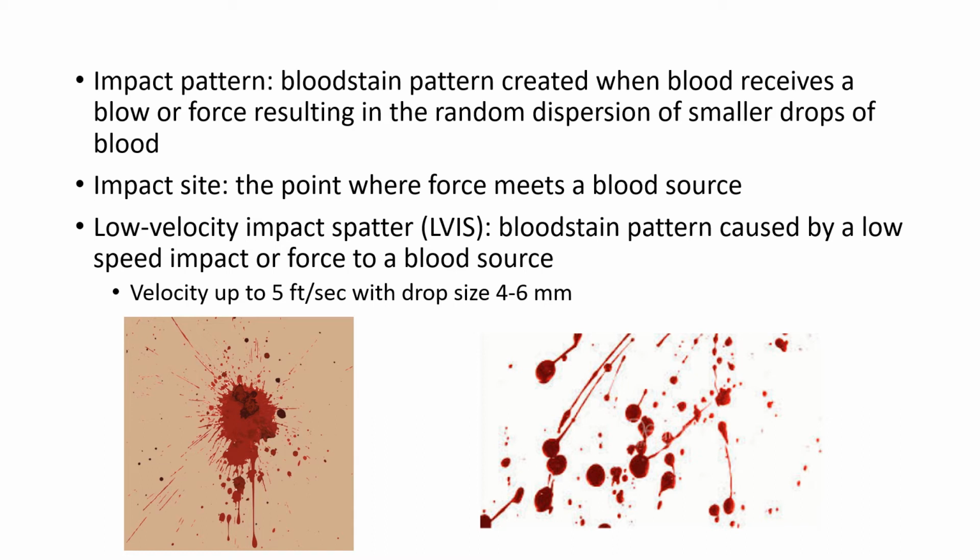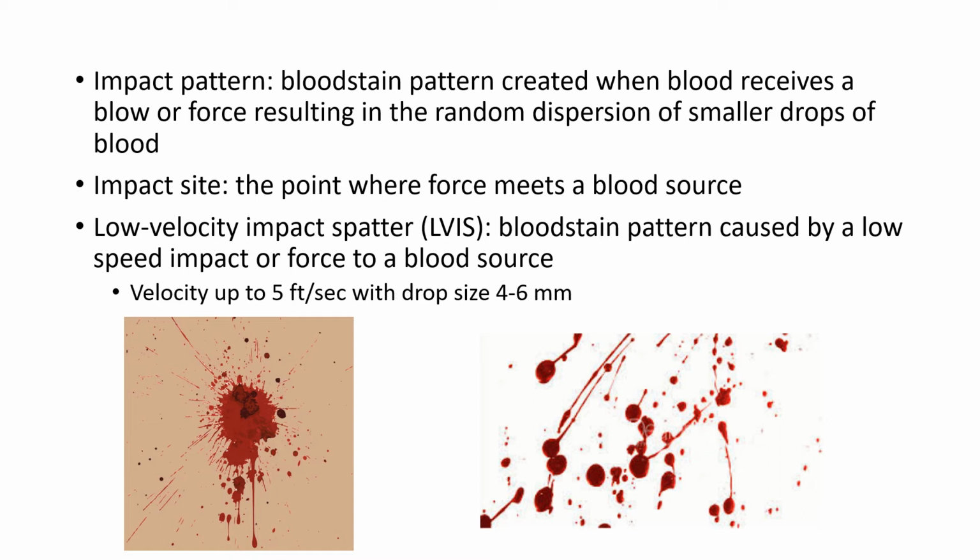So it's low velocity impact spatter, or LVIS for short. This is a bloodstain pattern caused by a low speed impact or force to a blood source. So this is going to be something that is moving up to 5 feet per second, so moving much slower. This could be where someone falls on something sharp, and that impact could create a low velocity impact. It could be someone is hit with a fist, things like that.